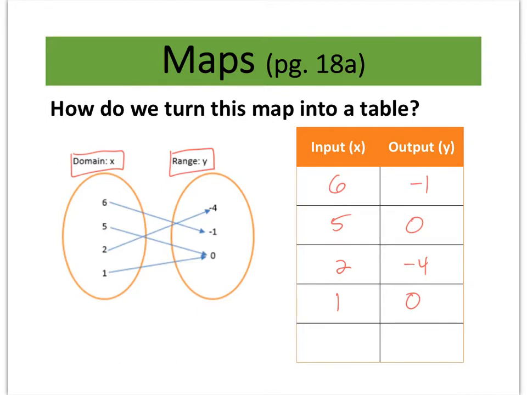And so I can easily make a table of values from a mapping or ordered pairs. You notice that these are exactly the same as an ordered pair. 6, -1, 5, 0. So this is super duper handy for us.